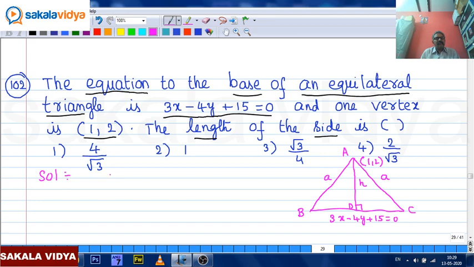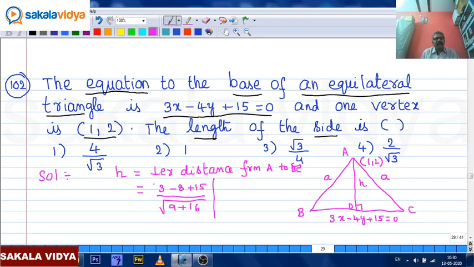So H equals the perpendicular distance from A to BC. That is equal to mod of 3 minus 8 plus 15 by root of 9 plus 16. This will be equal to 10 by 5, this will be 2.